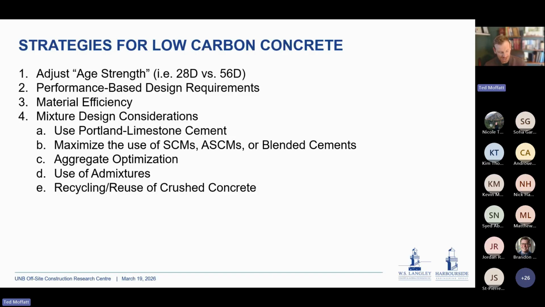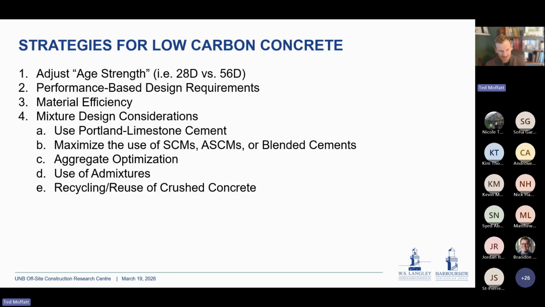Use of admixtures. Admixtures are widely used. I mean, it's hard to find a given concrete mix without some type of admixture. Obviously, air entrainment admixtures essentially allow us to air entrain our mixes. Water-reducing admixtures, as the name implies, allow us to maintain our slump but decrease our water. If we decrease our water, we decrease our water-cement ratio. Decrease our water-cement ratio, we decrease our cement content. Lower cement content, lower carbon mix.